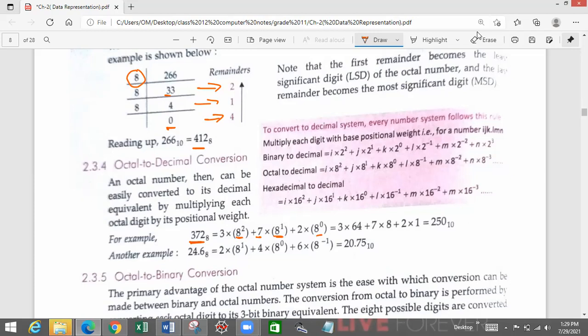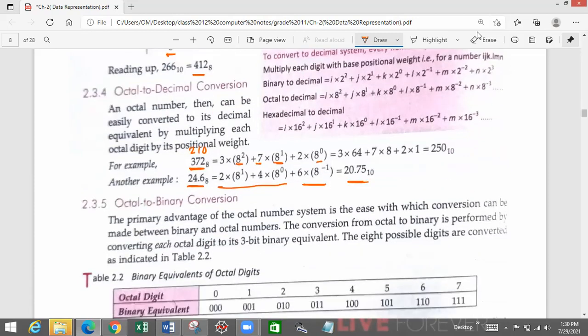Or you can use the method I taught you yesterday. Position is 0, 1 and 2. Now simply calculate the power of 8 and multiply with these numbers. Now suppose this is a decimal number and I want to convert it into octal. So this part is very simple. We are multiplying with the power of the base, or power of 8. But here we are dividing by power of 8: 6 into 8 to the power of -1, and then we are getting the final value.